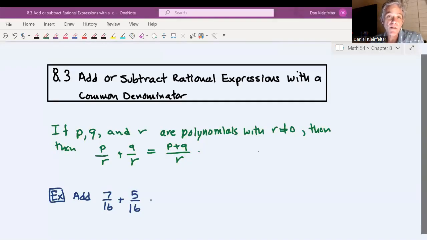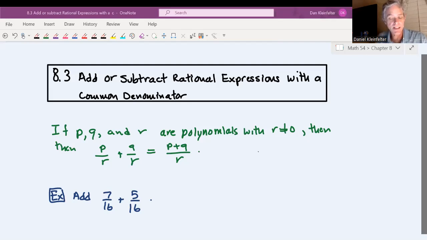Welcome back. In this video, we're going to go over section 8.3, which is starting to look at addition and subtraction with rational expressions. When you're working with adding and subtracting rational expressions, you need to have a common denominator. And so this first section, 8.3, deals with a situation where you already have a common denominator. In the next section, 8.4, we'll actually look at ones where you don't and you have to make the common denominator. So let's start with 8.3.